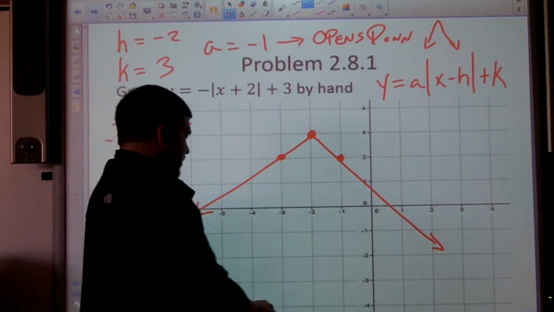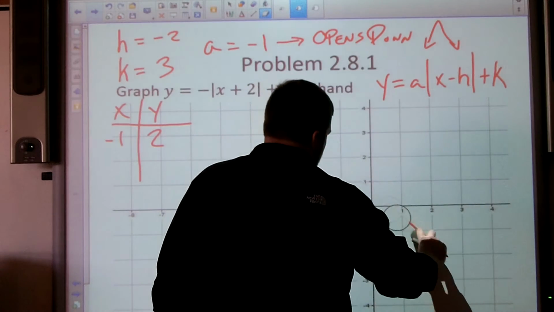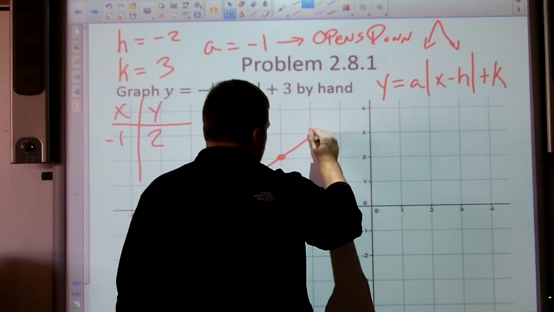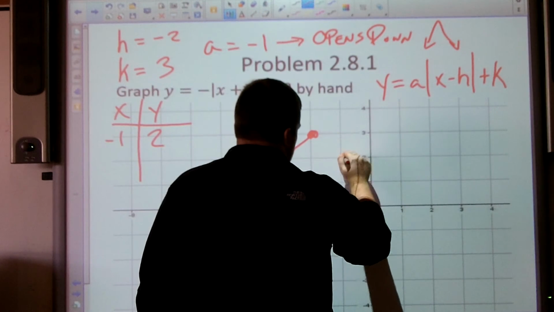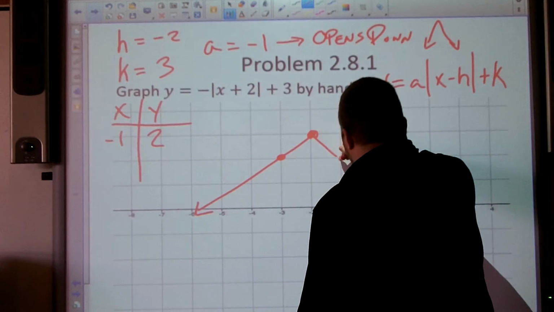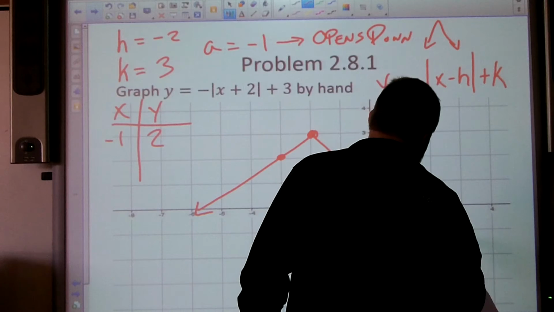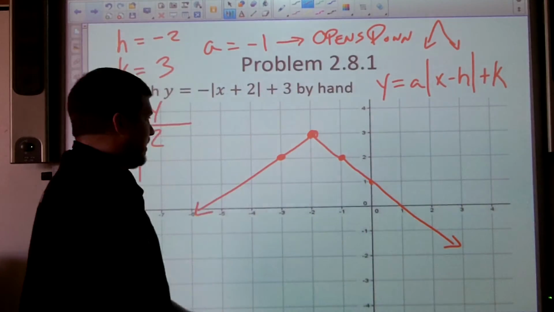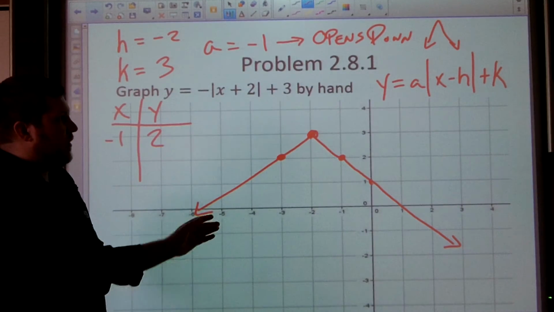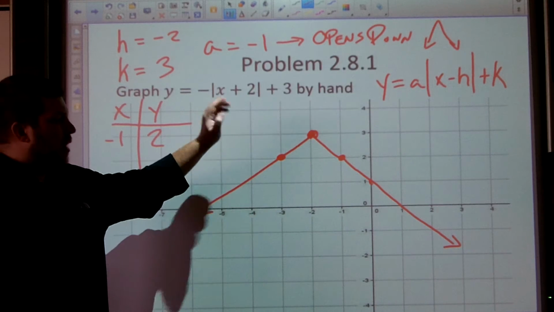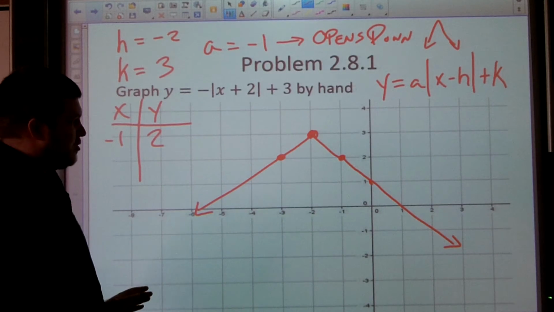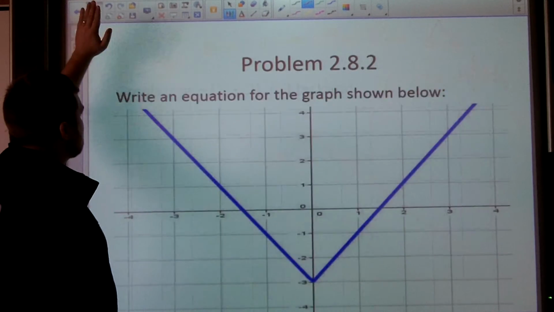Okay, it's a little bit off because I didn't draw my line perfectly straight the way I should, so I'm going to redo that really quickly. Let's try to do that a little bit better. There we go. That looks better. Okay, so like we said, a opens down. It's the same width as the normal absolute value function.